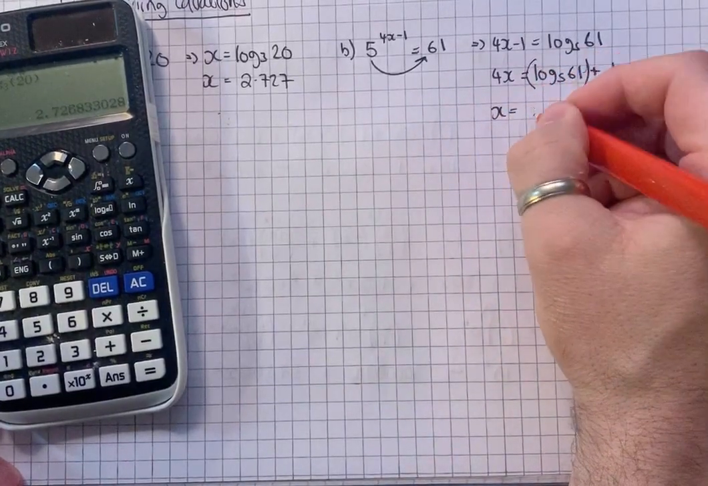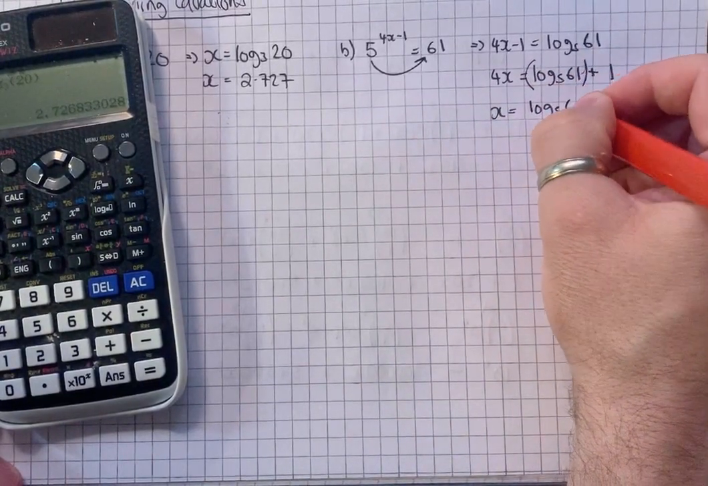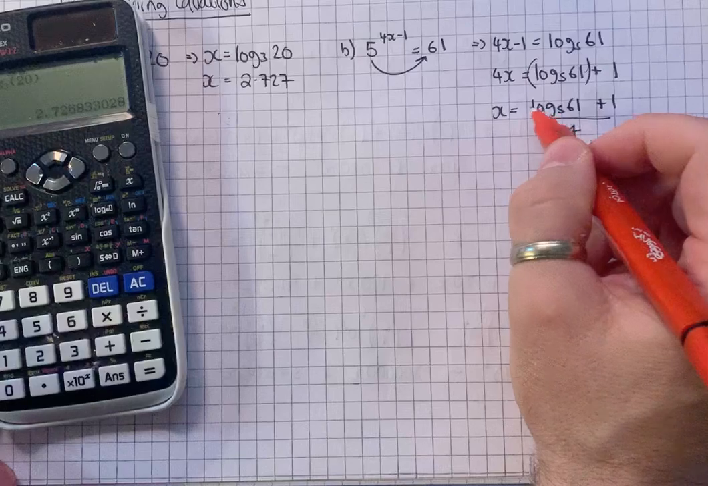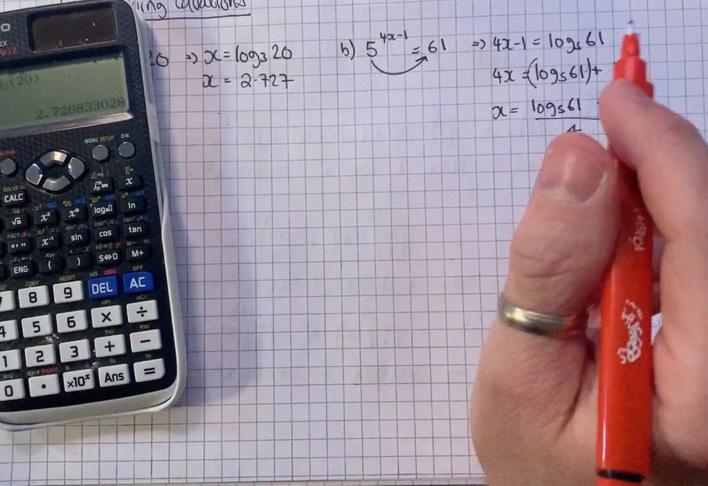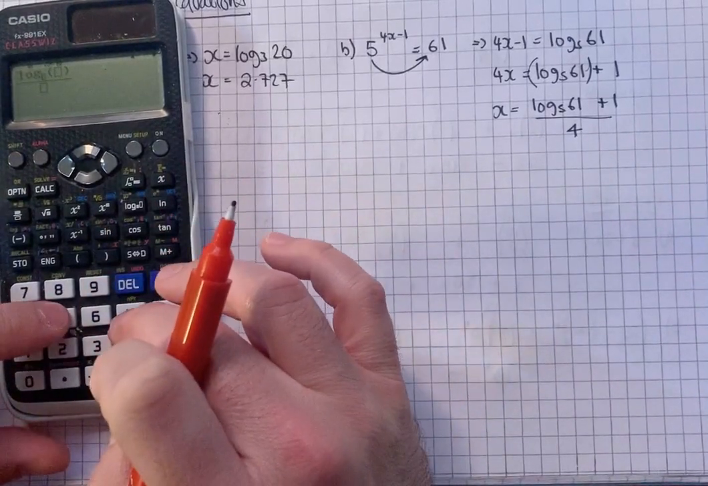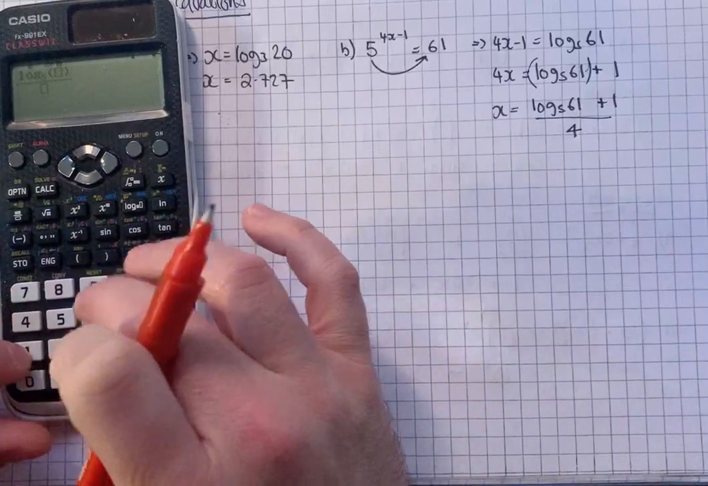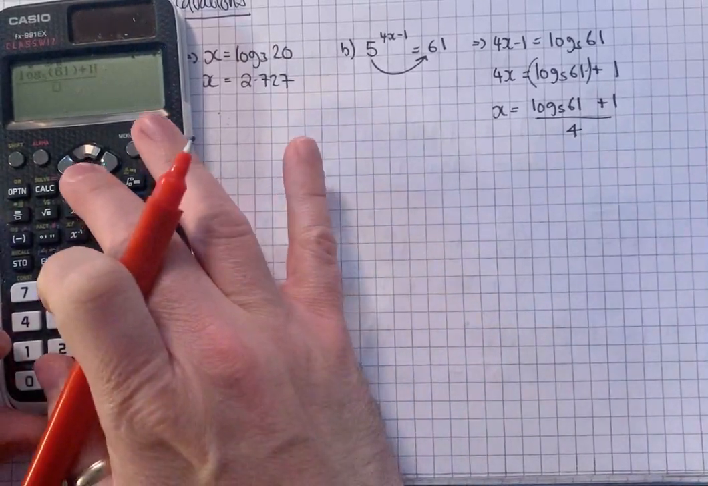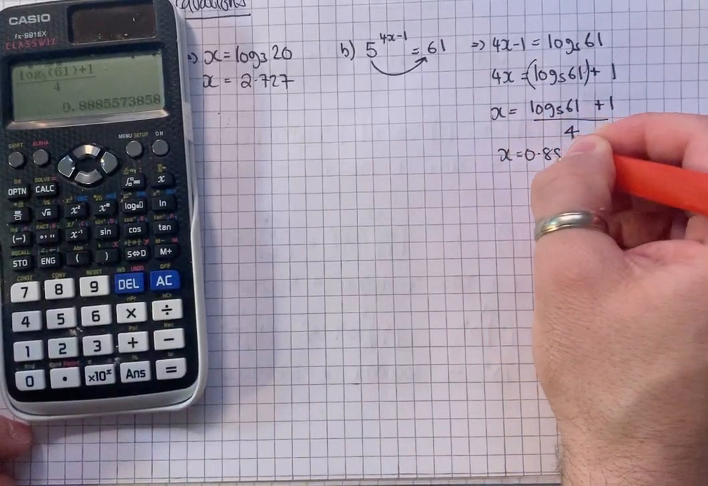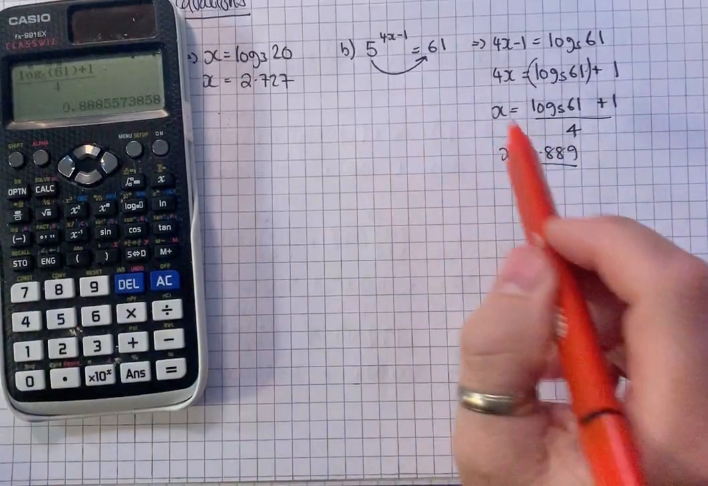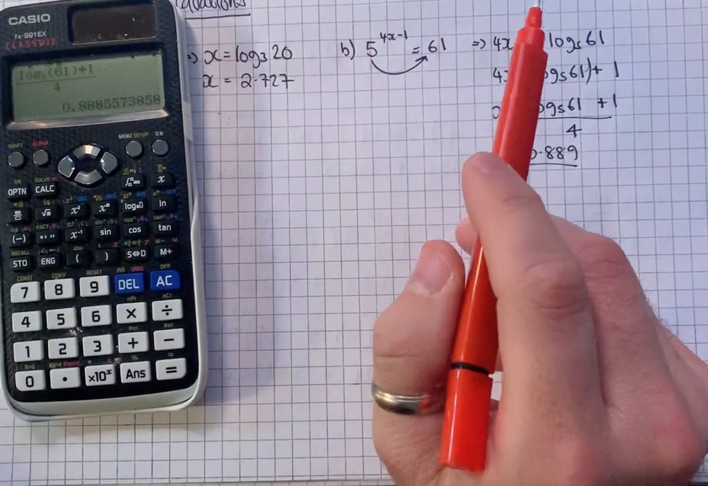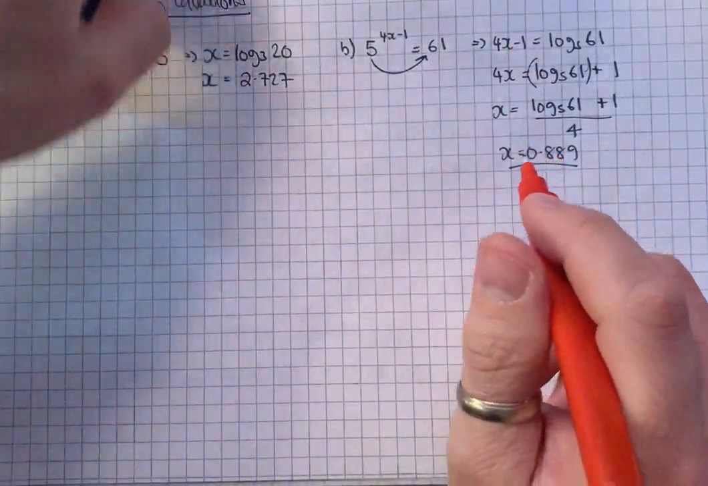And then divide by 4, log to the base 5 of 61 plus 1 over 4. And one thing you can do is put the plus 1 at the start, so it's 1 plus rather than at the end. Okay, you can work that in the calculator. 0.889. You can go back and check that, so put 0.889 into here, 5 to the power of, you can stick that in, you should get 61. Okay, example 15.